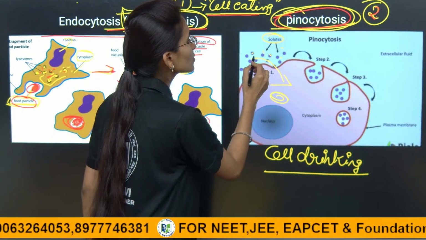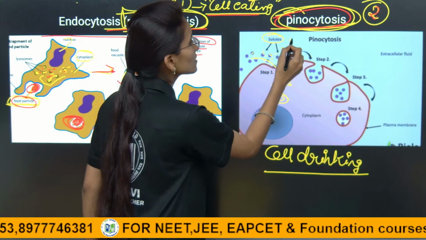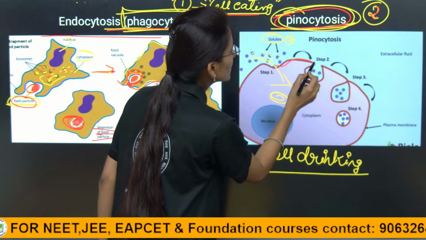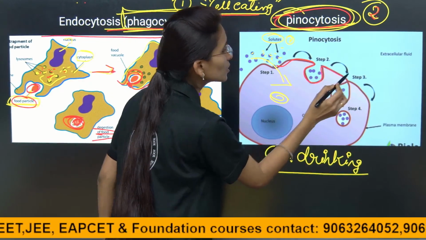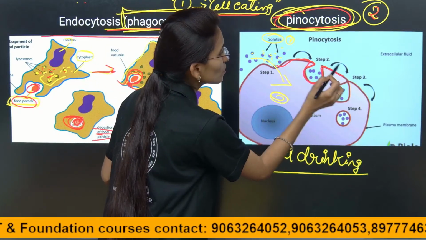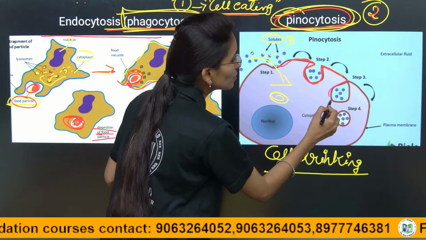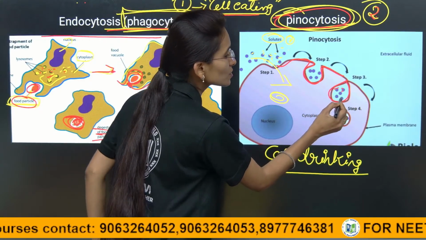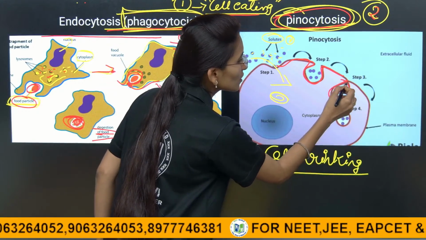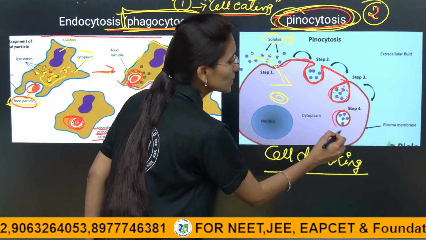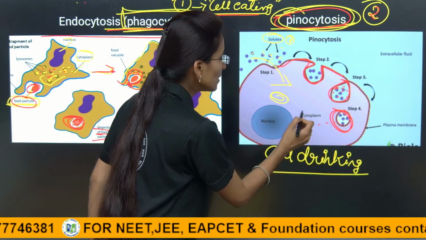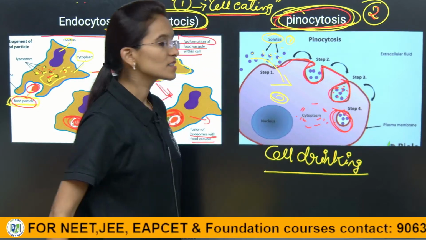Here are some solute molecules. This is step 1. In step 2, the same plasma membrane is going to cover the solute molecules, and next it is going to form one vesicle and store these solutes in it. Next, in step 4, this vacuole is going to pinch off along with the solute molecules, and later these are freely distributed inside the cytoplasm.